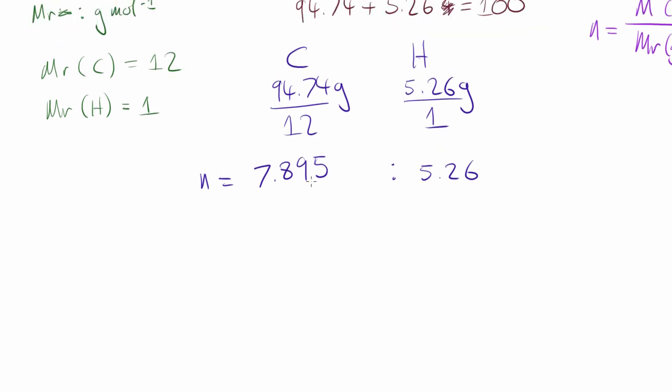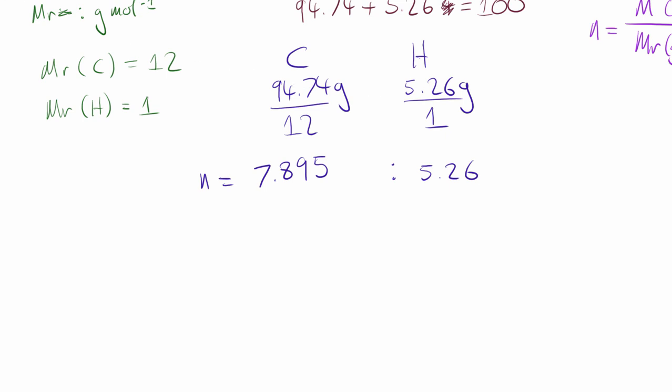Okay, so we've got 7.895 to 5.26. None of these are a whole number. And remember, we need the simplest whole number ratio, right? So what we would want to try and do is get both of these to a state where the ratio actually is between two whole numbers. And one of the ways I'm going to do that as a first step is to force one of these numbers to become an integer value. And the way I'm going to do that is I'm going to divide both sides by the smallest number.